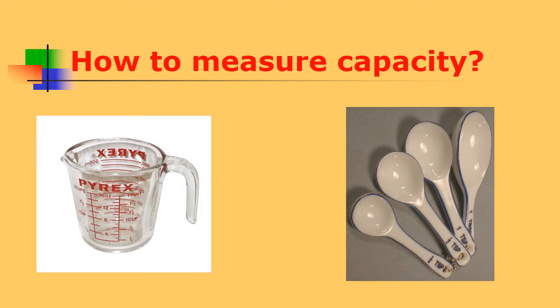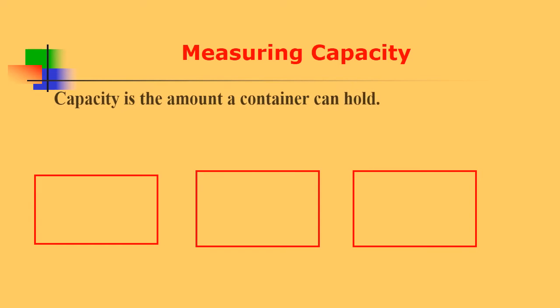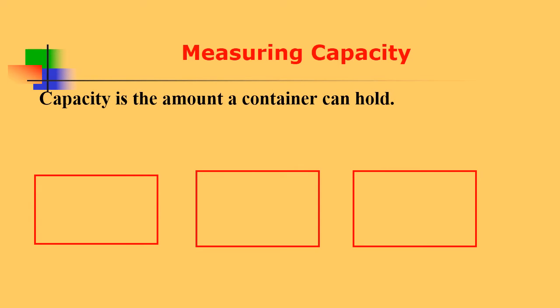How to measure capacity. On the left, we have a measuring cup. On the right, we have measuring spoons. I'm certain that you've seen this in cupboards at home. Measuring capacity. Capacity is the amount a container can hold.